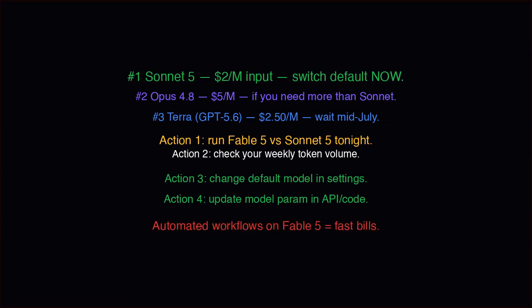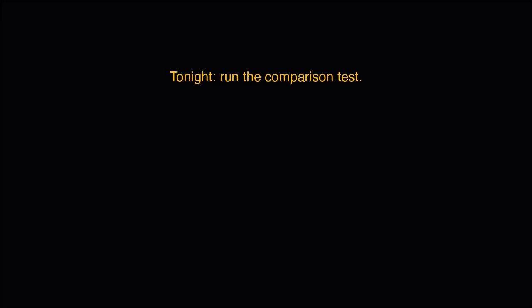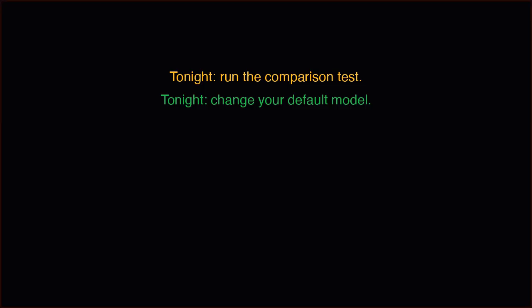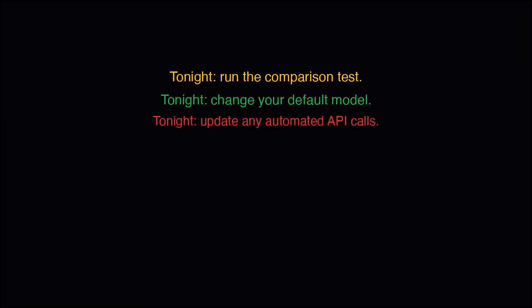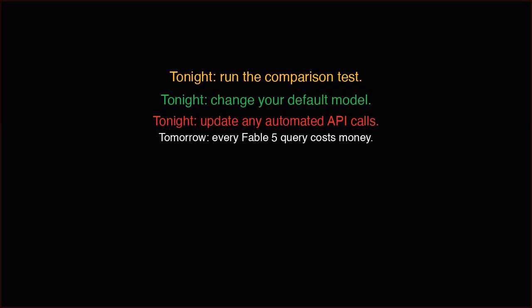3. If you are not buying credits, switch your default model tonight. Go into Claude settings. Change the default model to Sonnet 5 or Opus 4.8. Do not let a habit-based query slip through at $10 per million tomorrow when you did not intend to pay. 4. If you are running any automated workflows or API calls that default to Fable 5, update your model parameter in the code tonight. Automated workflows are the easiest way to accidentally run up a large credit bill. 1 million token context, multiple runs, left on Fable 5 by default, that adds up immediately.